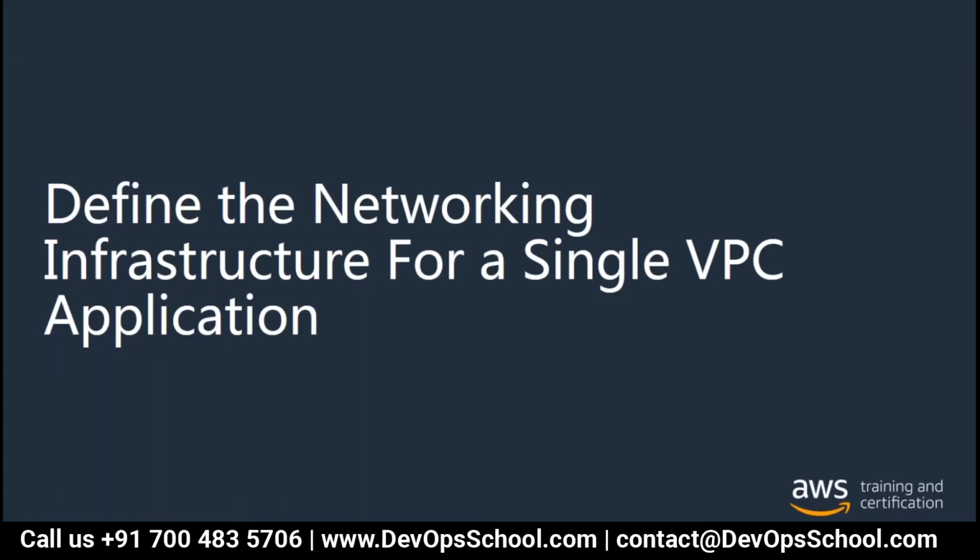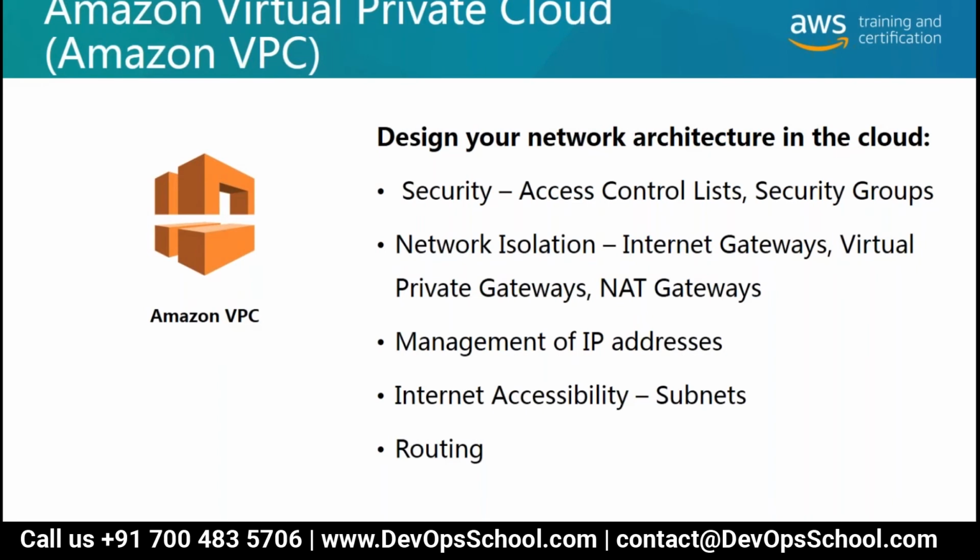Define the networking infrastructure for a single VPC application. This is the objective in this sub-module. So a little about VPC. You can use VPC to provide a sort of logical cloud within your cloud. VPC means virtual private cloud, and it is used to create your own logical isolation for all your AWS resources within AWS.